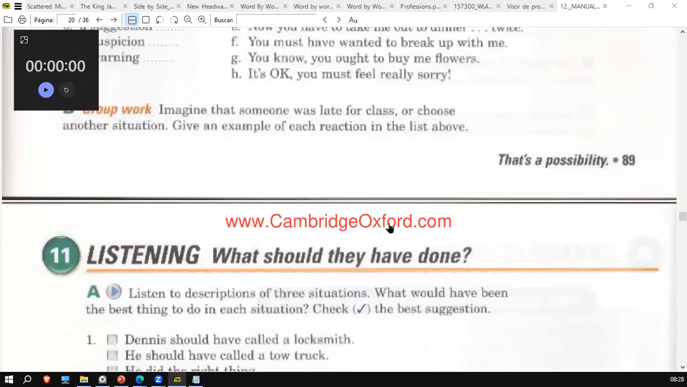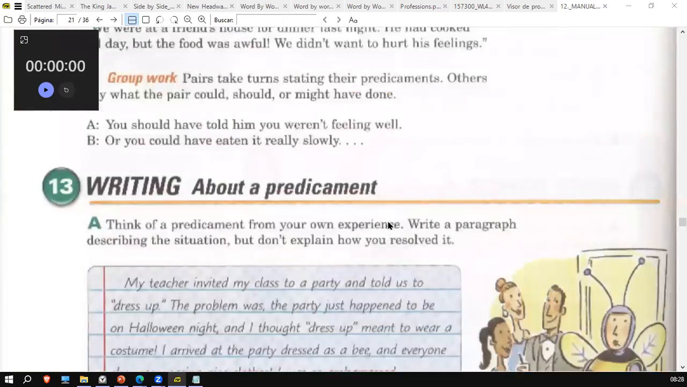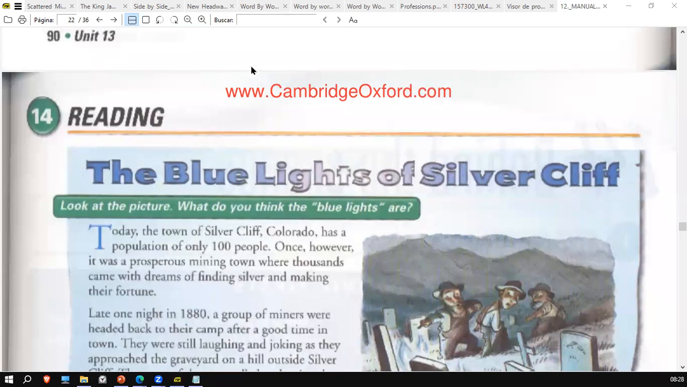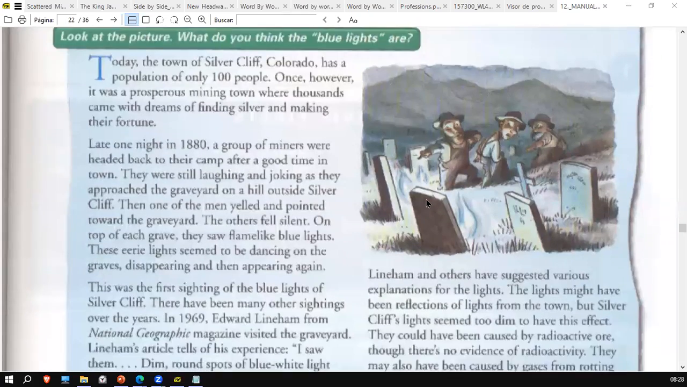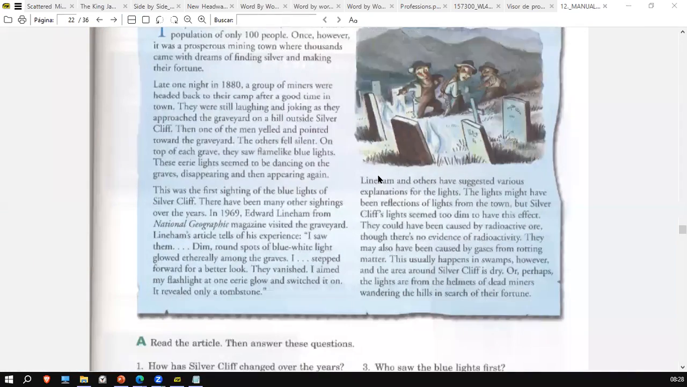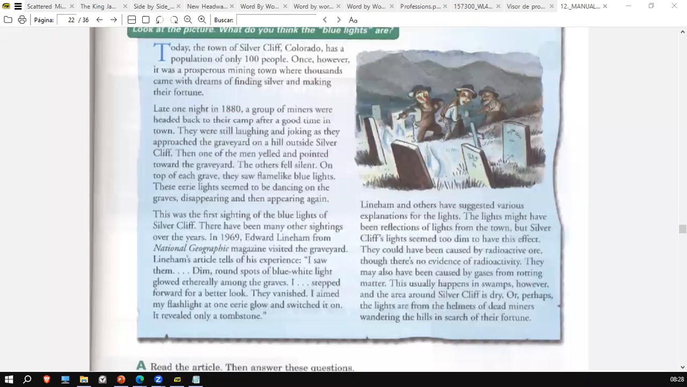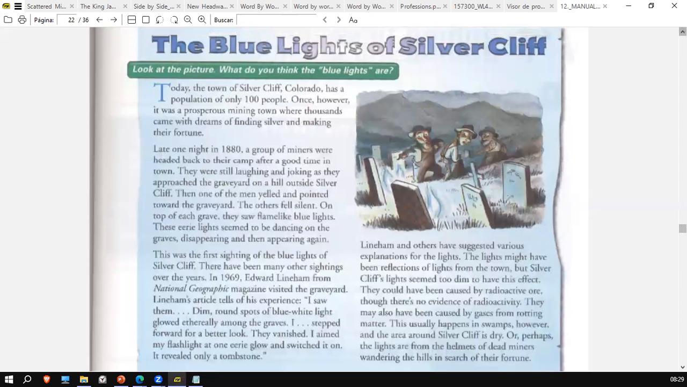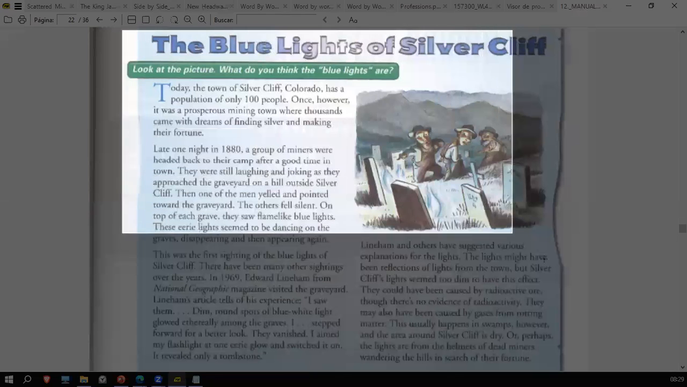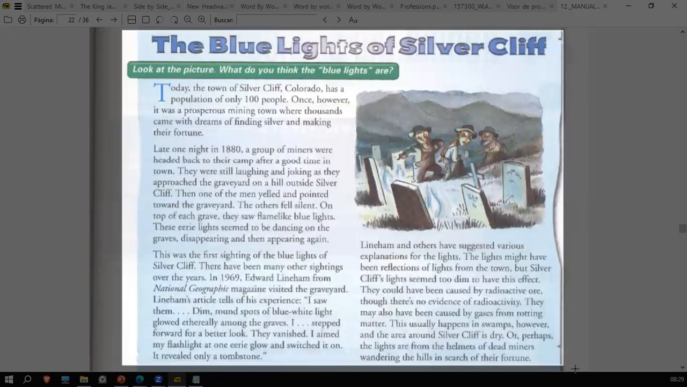Page 91. Page 91. This one, the blue lights of Silvercliff? Yeah, I thought, yes. Okay. This is the correct article. Yes, it is true. I had the same mistakes on the platform. Ah, okay. I'm so sorry, guys, that you went through this situation, right?